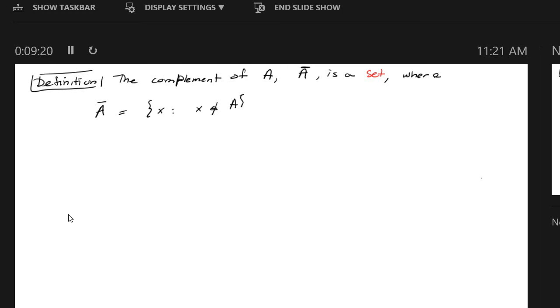Bringing back memories? It's a set of X such that X is not in A. And if you haven't seen those symbols, the little epsilon-looking thing means element of. Slash it, it means not an element of.